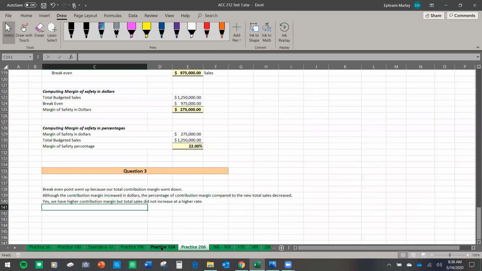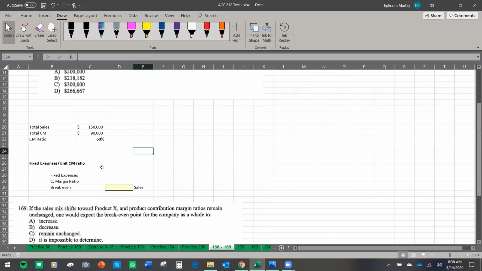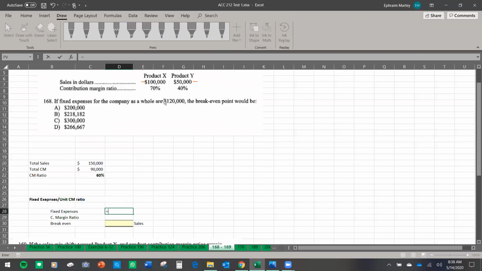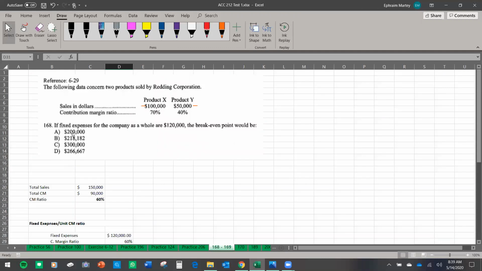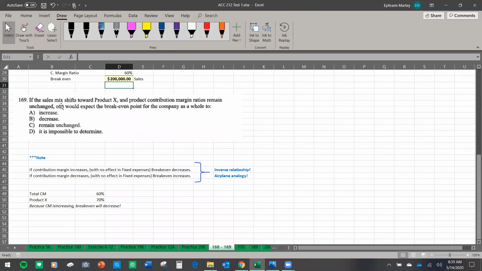I didn't do the table like we did in the previous one because we need to move on faster. Now, what is our fixed cost? Fixed expenses is 120,000. On the test, you can use this formula and go straight up; you don't have to waste so much time. What is our CM ratio? It's 60%, so we divide this by this. So 200,000 is our break-even point. The answer is A, 200,000. Let's move on to the next one.